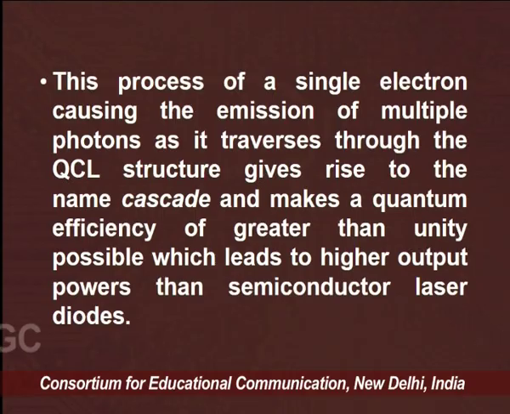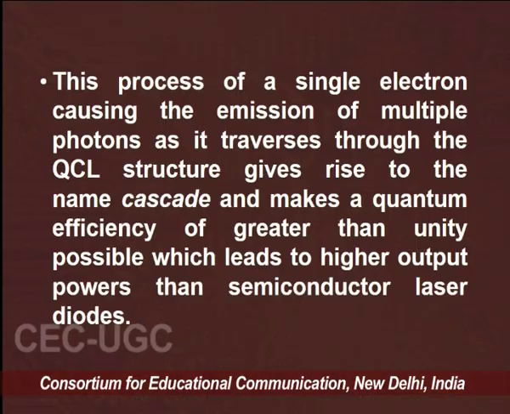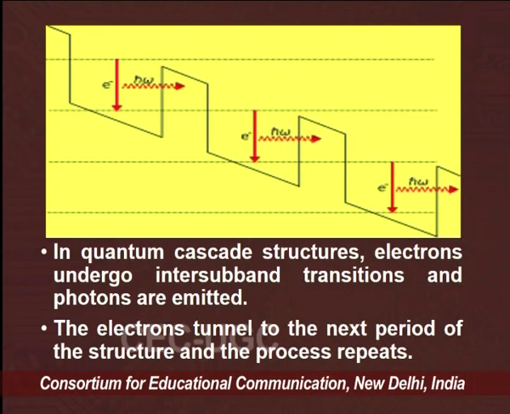Why is it a cascade? Because we do not have a single photon, but multiple photons as the electron traverses the QCL structure. So, we get a cascade, and that makes it more efficient.